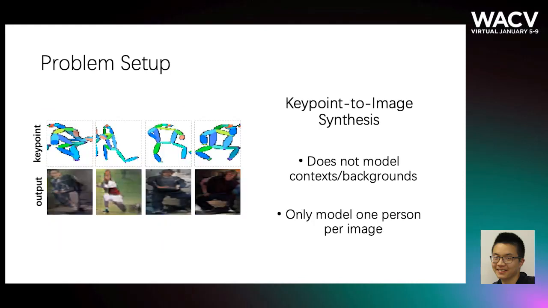To synthesize visually appealing persons, we consider the second line of work called keypoint to image synthesis. A person is synthesized with the keypoint as guidance, but this work does not model contexts or backgrounds, and only deals with one person per image.